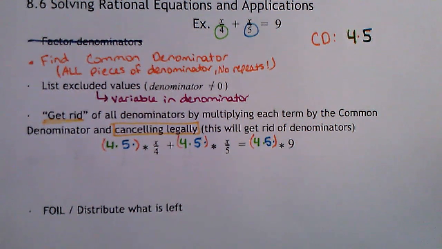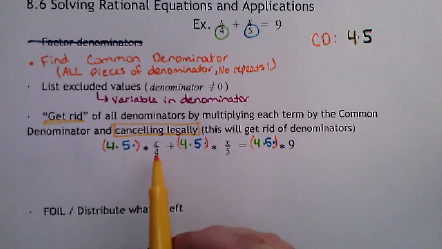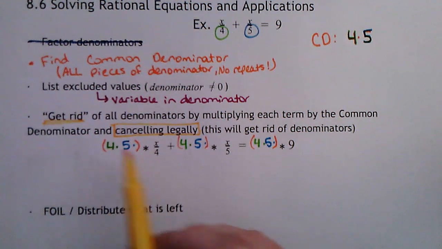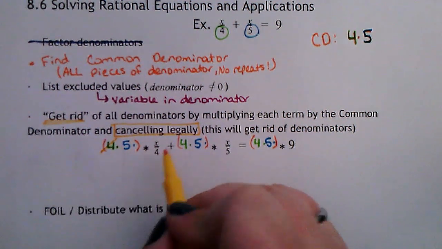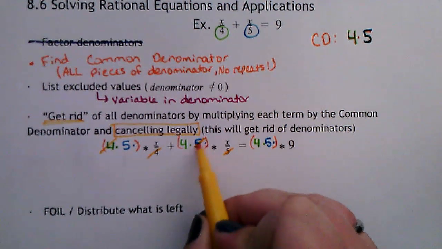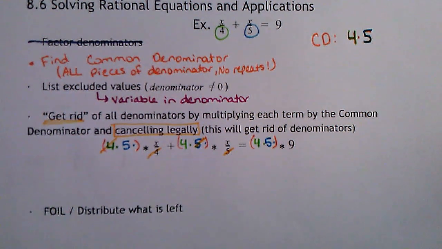Now this cancel legally is the best part because this is the part where we get to just start crossing stuff off. So anything that's in the denominator, you can cross it off from the common denominator as long as it's the same. So 4 and 4, I can cross those off. On this one, my denominator is 5, so I can cross this one off. Over here, though, kind of a bummer, there's no denominator, so I can't cross anything off. So now we write what's left.